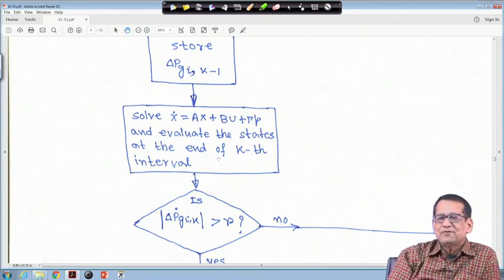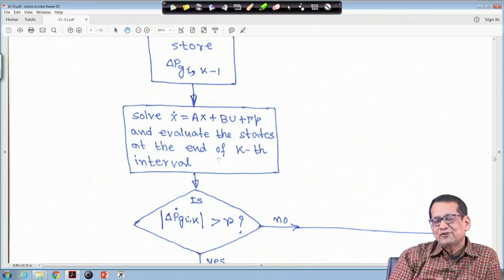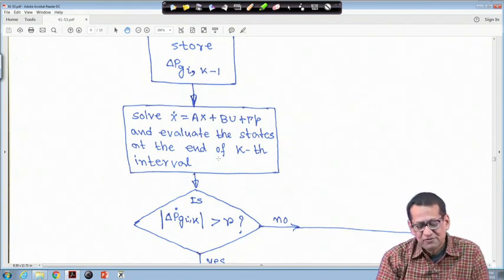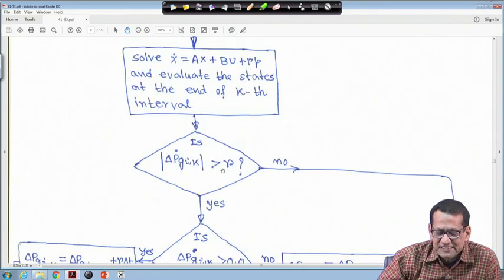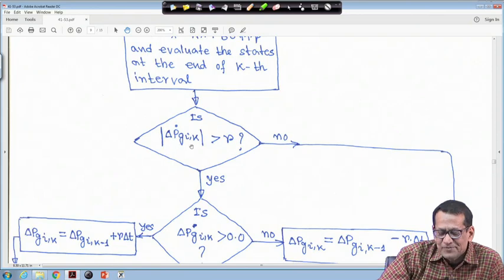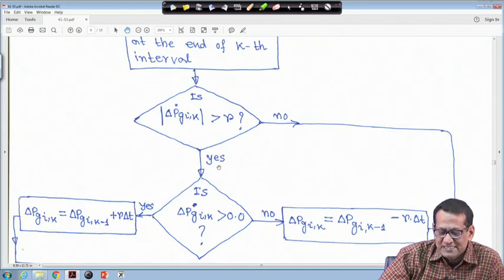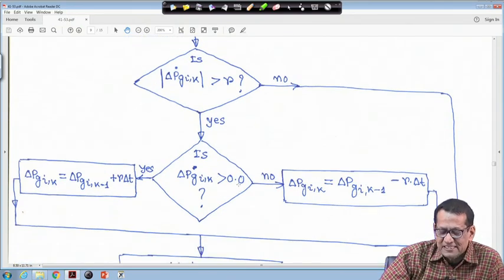Simply, you give every output block its limit, your rate limit, and you get the response. The generation rate constant actually deteriorates the dynamic responses. But when you write the code on your own, you have to write all these things, right. Next, we check whether the absolute value of delta Pgi k is greater than R or not. First you have to check: if it is no, then you go directly ahead, but if it is yes, then you check whether it is greater than 0 or not.